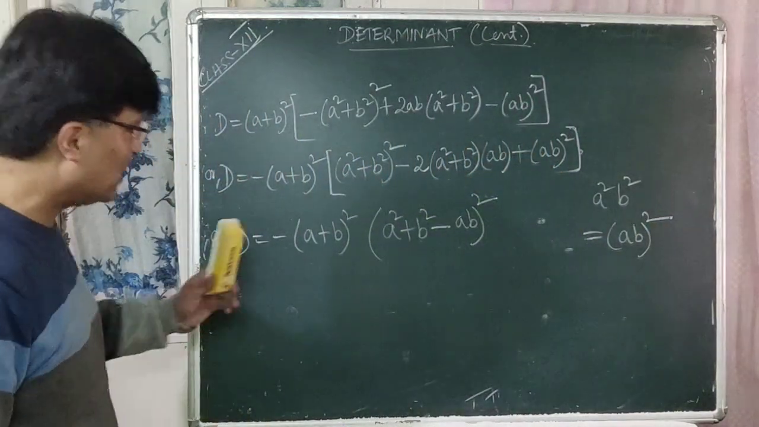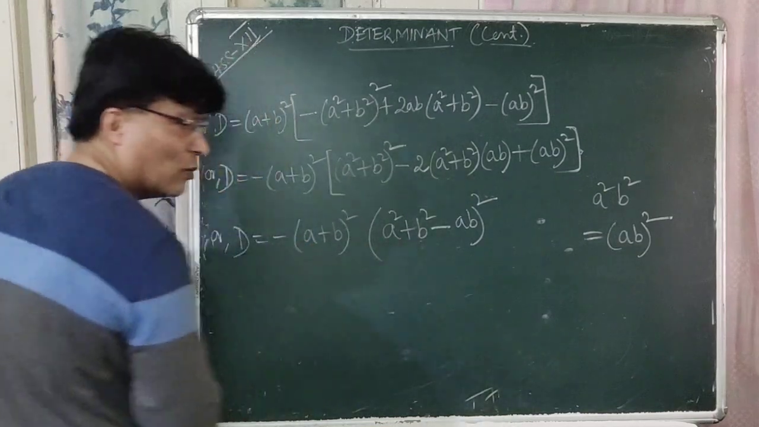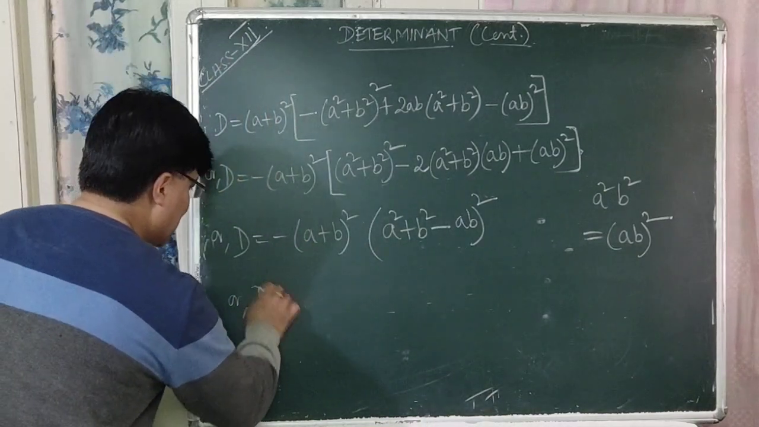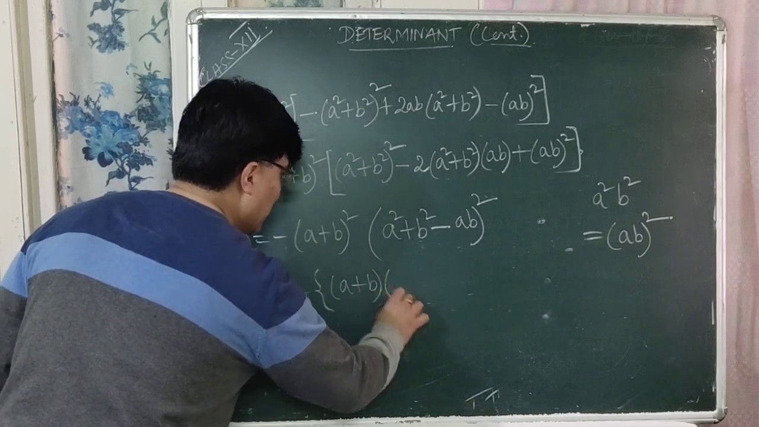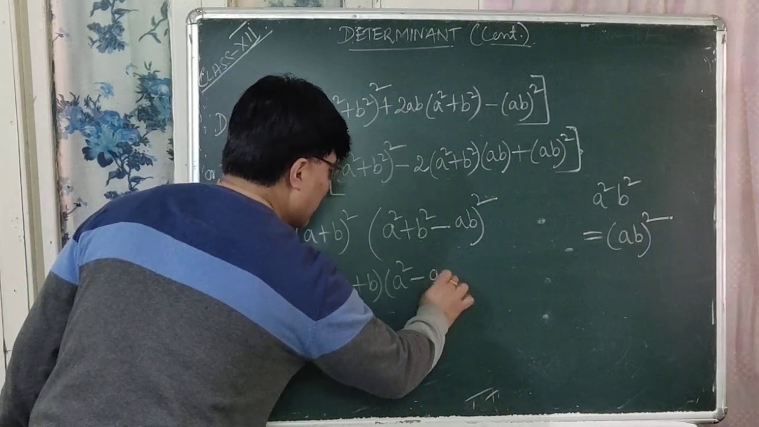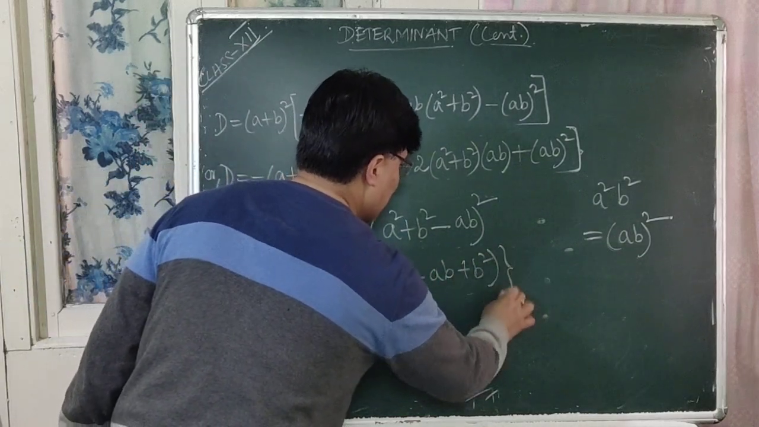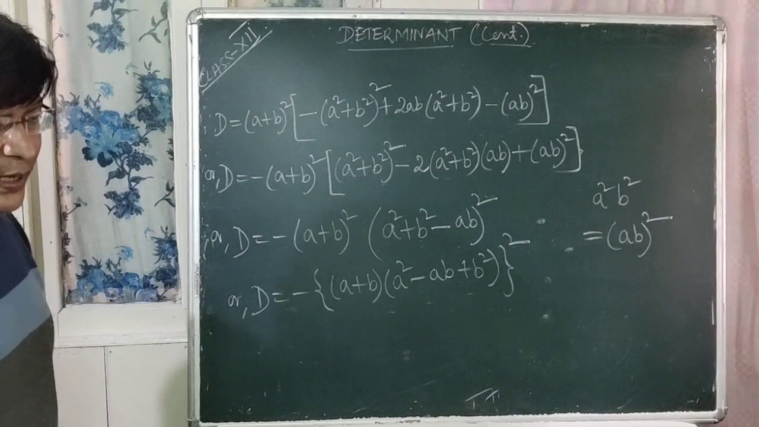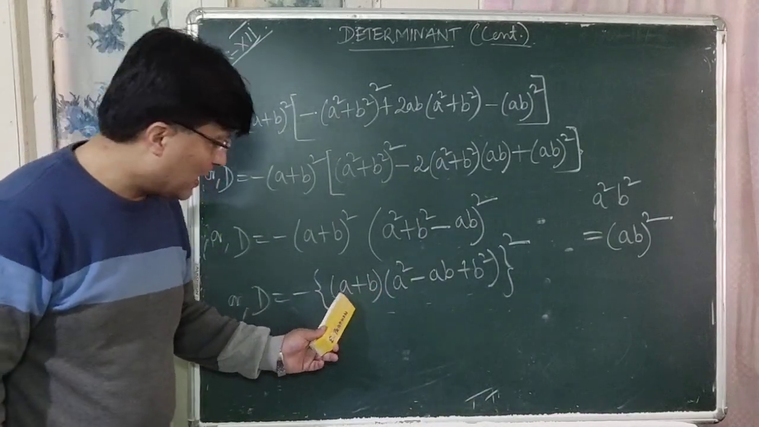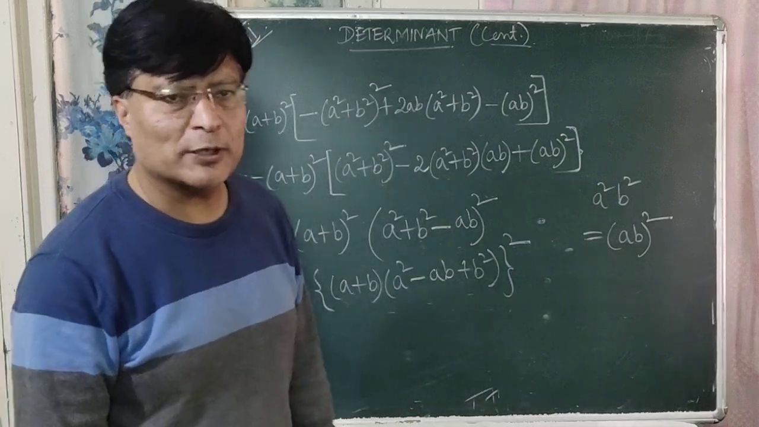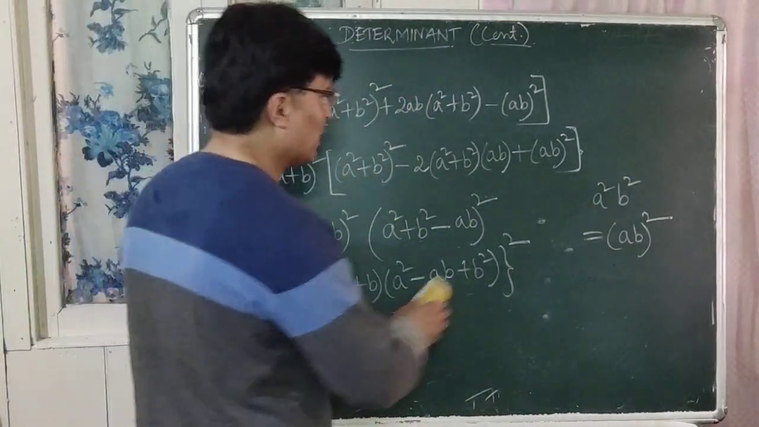But likewise, similarly, you can write here, that is, you can put it within whole square. Or D is equal to minus, within second bracket, a plus b into a square, you can write minus ab first, then plus b square, second bracket closed, whole square. Okay? So I think you know this formula, a plus b into a square minus ab plus b square. So what is the formula for this one? There is a formula, isn't it?